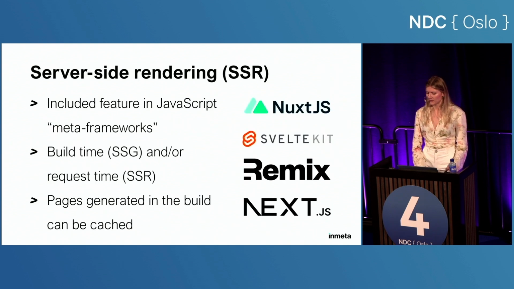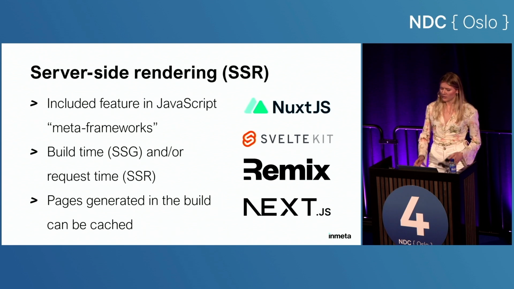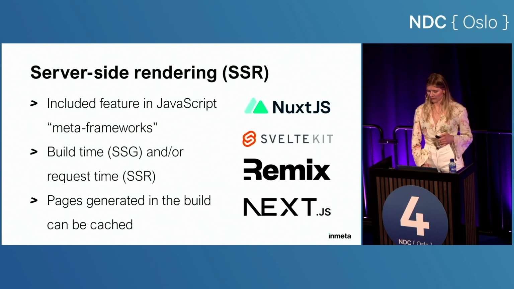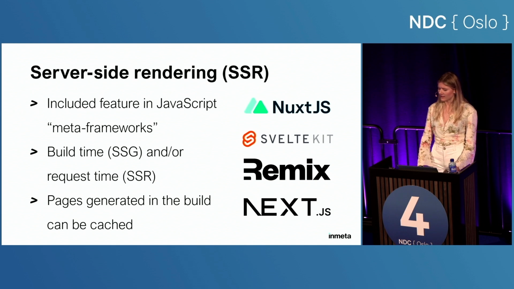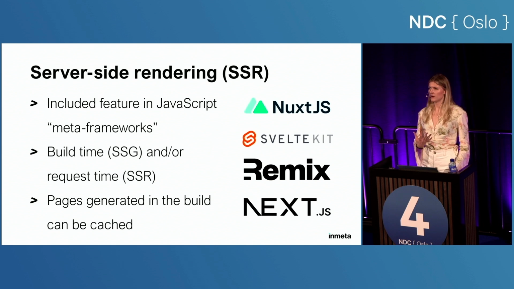Server-side rendering is implemented in the so-called meta frameworks, which are frameworks around other JavaScript frameworks, such as Remix and Next for React, SvelteKit for Svelte, and Nuxt for Vue. And these frameworks are full-stack implementations of a web app, meaning they have their own server. They support both SSR and SSG and can decide when to use what.